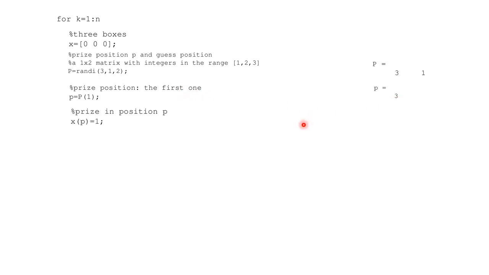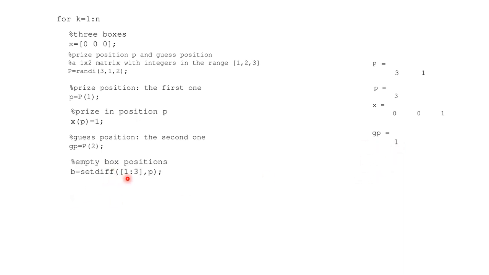That's the prize position. So in our vector x, x at position P is a 1. So this list of boxes here has a 1 in box 3 and 0 in boxes 2 and 1. The guess position is the second element in capital P. This one, 1. So the guess position is 1. The situation in this particular instance is that the prize is in box 3, and 2 of them are empty, and you've chosen an empty one.